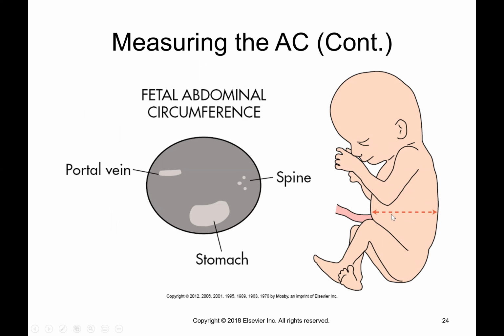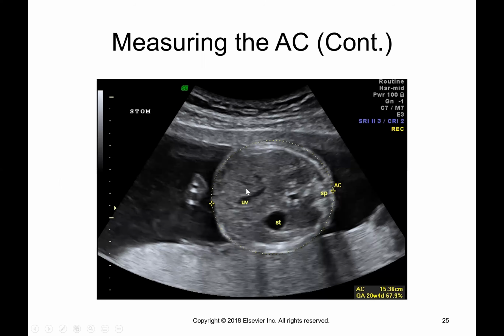So this little baby, this is where you take it. You want to see the portal vein coming into the liver there, the stomach and the spine. Those are going to be your landmarks. Here you are. So it's like you're taking a belt and measuring it around. It's your abdominal circumference. You can see the spine.